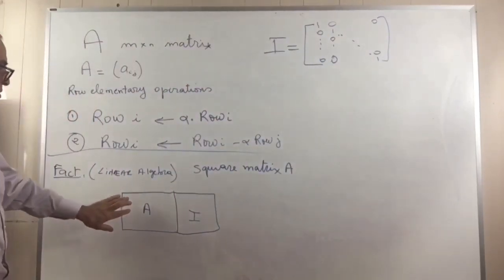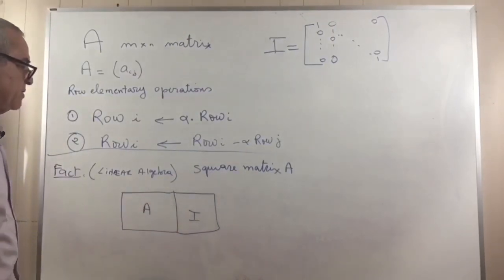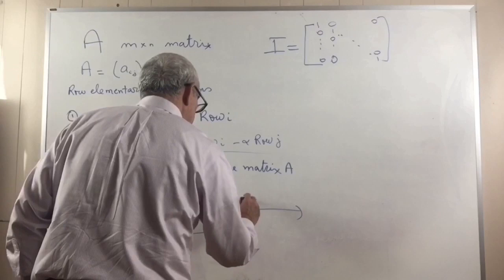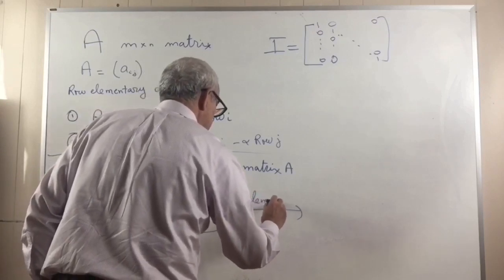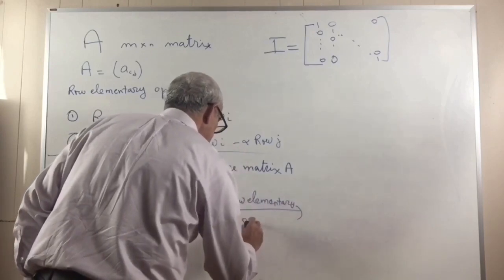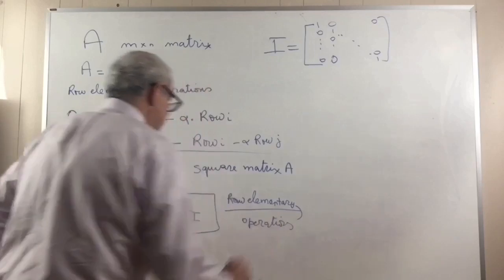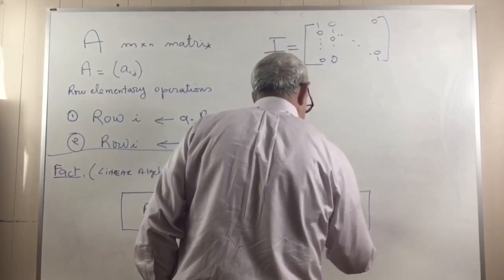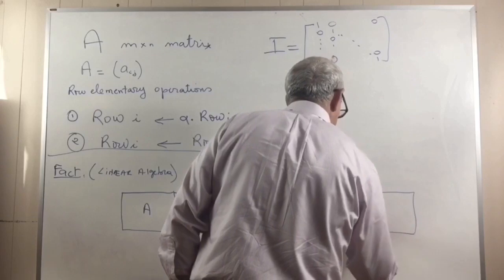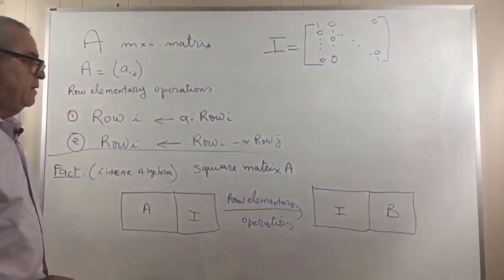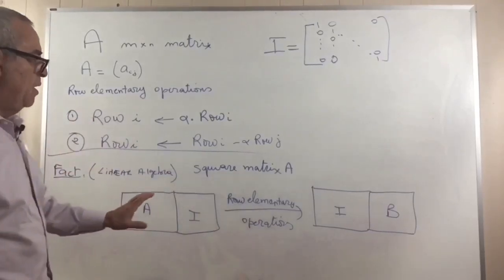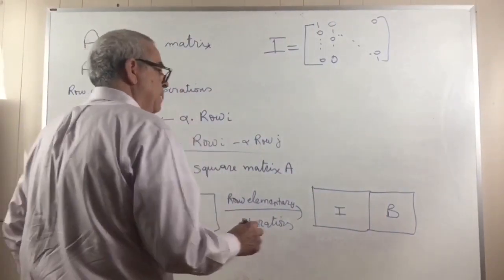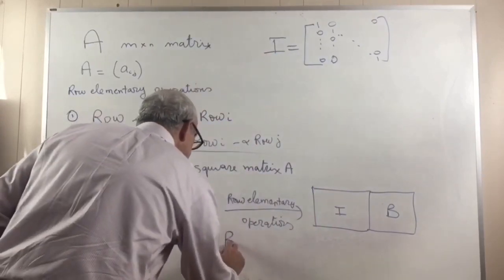So if I have a square matrix A and attached to it the identity matrix, and then I do elementary operations, and I was able to transform it to this: the identity on this side and some matrix B here. Just by doing these two types of operation, I was able to make this side the identity and this side B. Then from linear algebra, B is equal to A inverse.